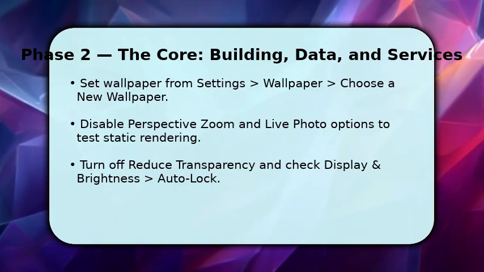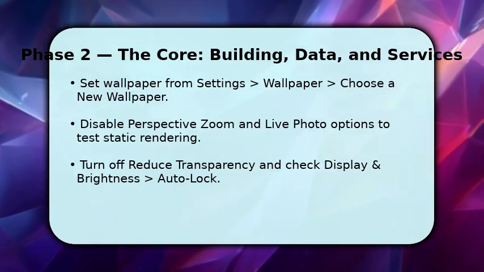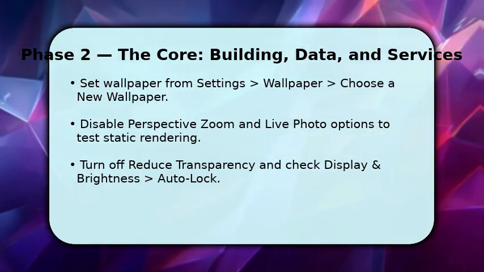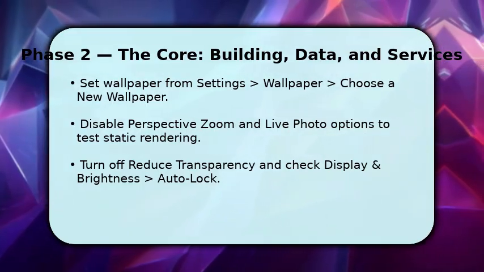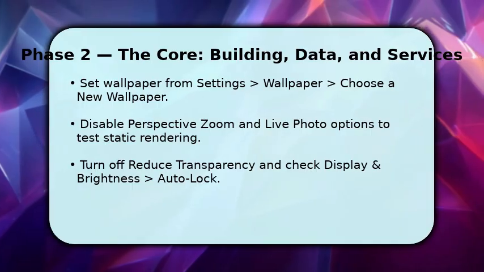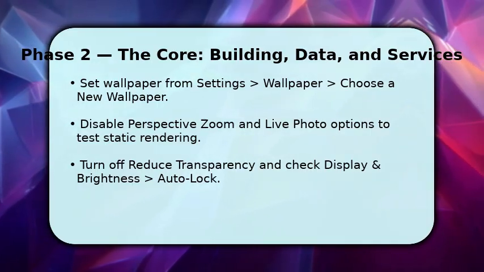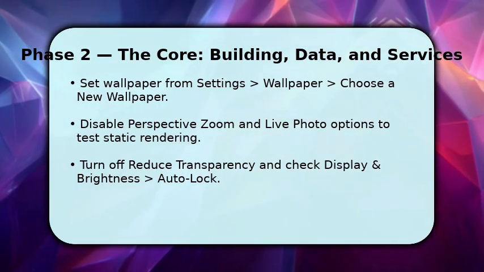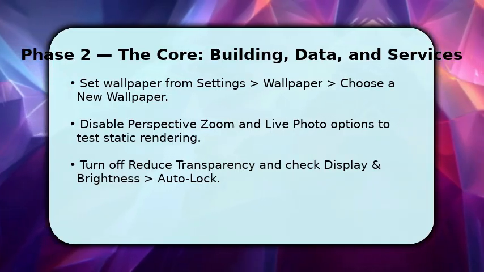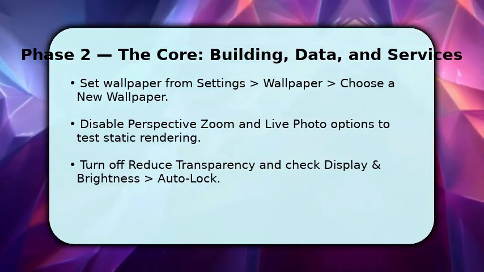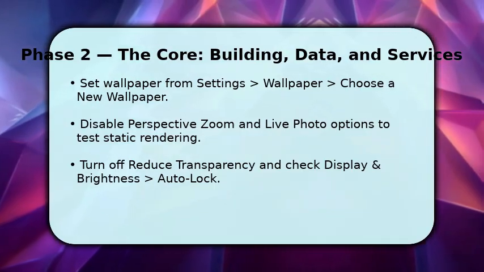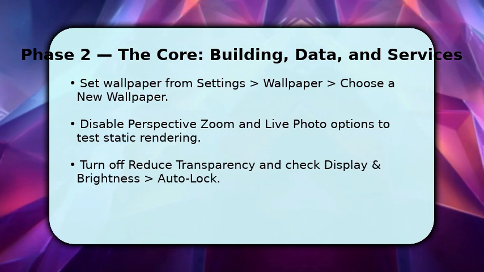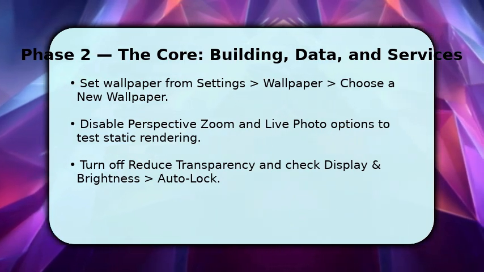Go to Settings, Wallpaper, choose a new wallpaper and apply it to lock screen, home screen, or both. This ensures you trigger the full set operation. Disable perspective zoom and any Live Photo motion because animations or parallax can fail and show black. Then check accessibility and display settings. Reduce transparency or aggressive auto lock can interact poorly with rendering. If the image still blacks out, export it as JPEG and try again to eliminate file issues.